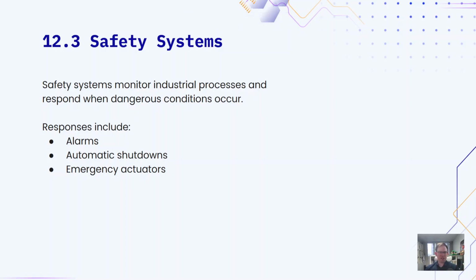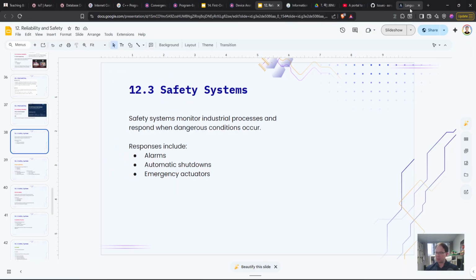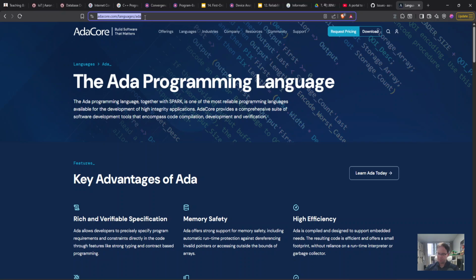Unit 3 is about safety systems. Safety systems monitor industrial processes and respond when dangerous conditions occur. Some of these are alarms, automatic shutdowns, or emergency actuators. Let me show you a picture of this.